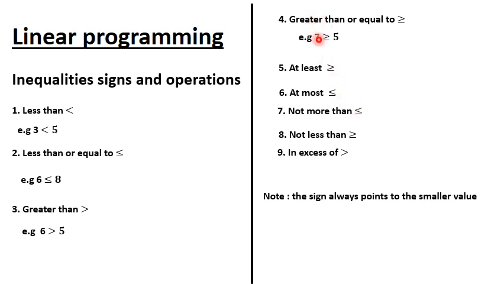For example, we have 7 is greater than or equal to 5. So the sign faces the smaller number, which is 5. Or we can have 3 is less than 5, which in this case we need to see now that the inequality sign is facing towards the smaller number, that is 3. So the sign always has to point towards the smaller value.